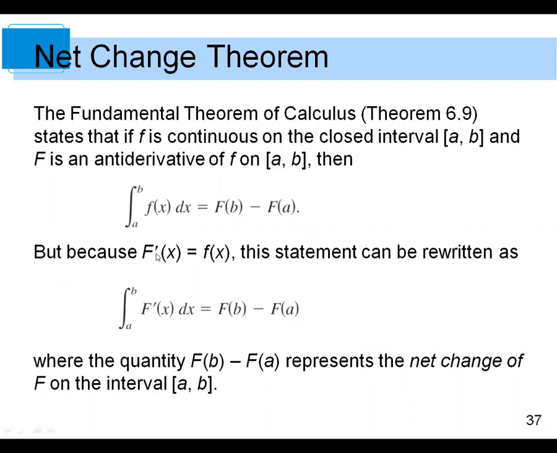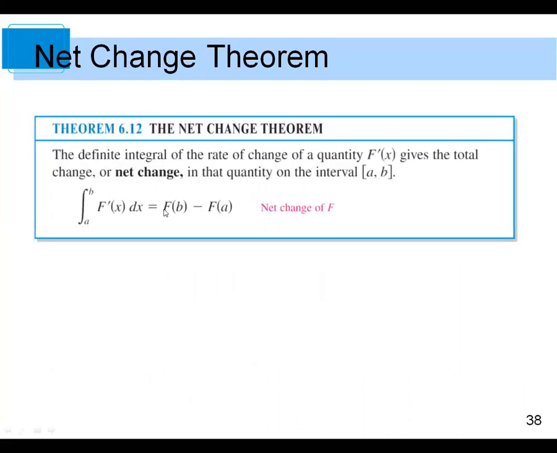But because capital F prime equals f of x, this statement can be rewritten as the definite integral from a to b of capital F prime of x dx is equal to capital F of b minus capital F of a, where the quantity capital F of b minus capital F of a represents the net change of F on the interval a to b. So what's all that mean? Well, that's the net change theorem.